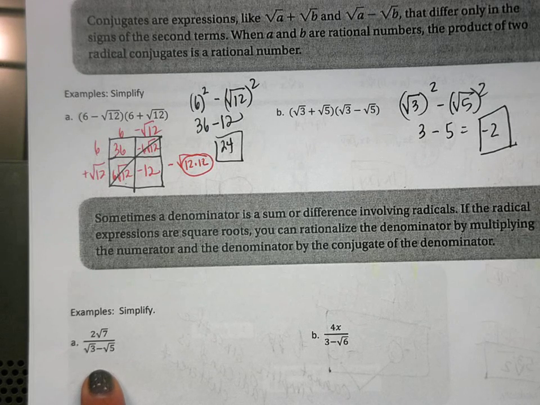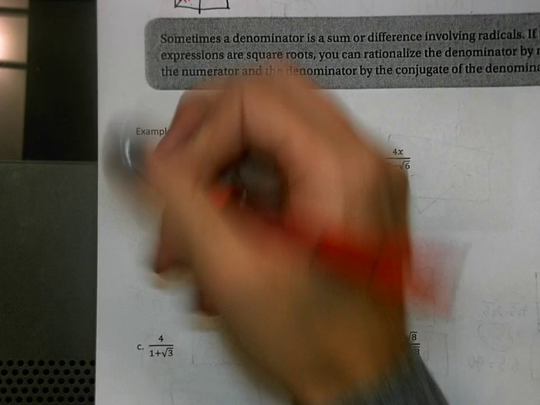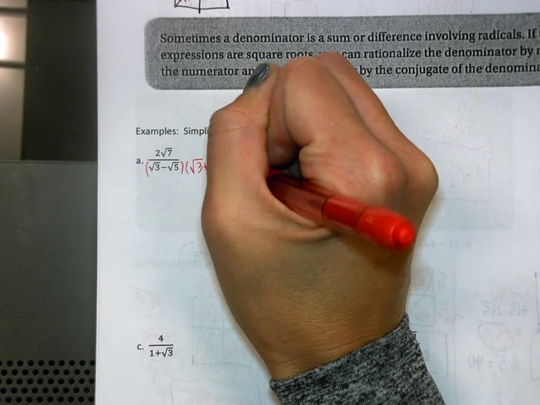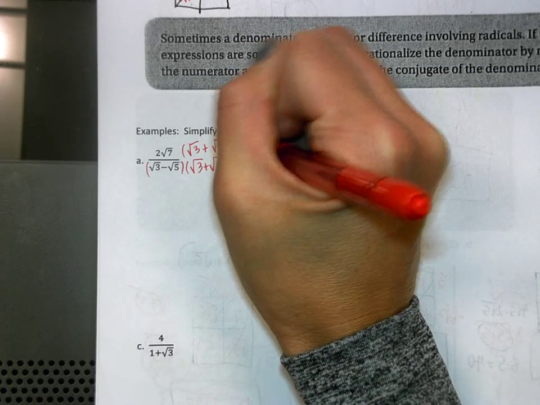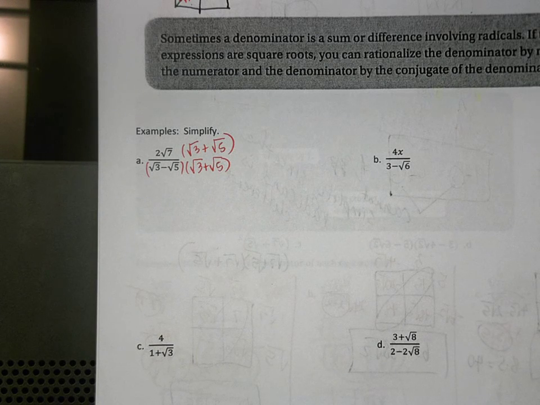What would be the conjugate on part A? Exactly. Root 3 plus root 5. And whatever we do to the bottom, we also have to do to the top. So does everybody understand why I'm multiplying by root 3 plus root 5 to the top and the bottom? To cancel out their denominator, right? Well, not to cancel it out, to get rid of the roots in the denominator, because you can't have roots in your denominators. Okay, so we can kind of do this as two separate problems.